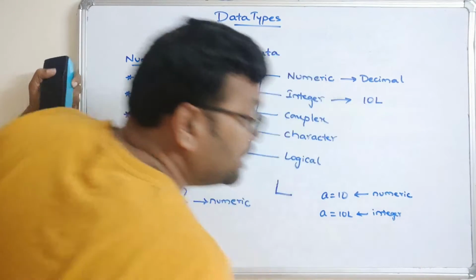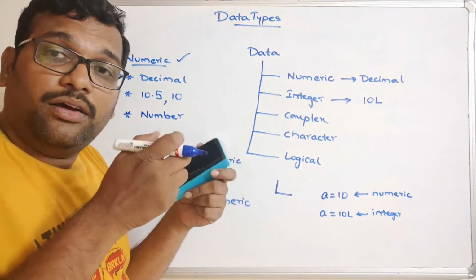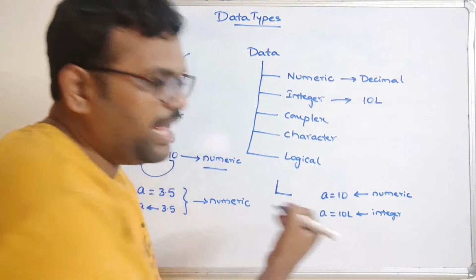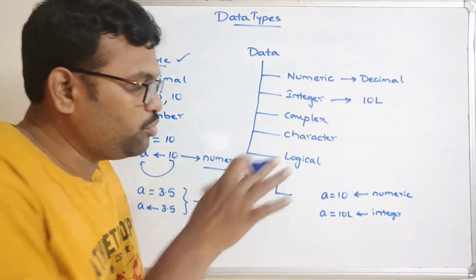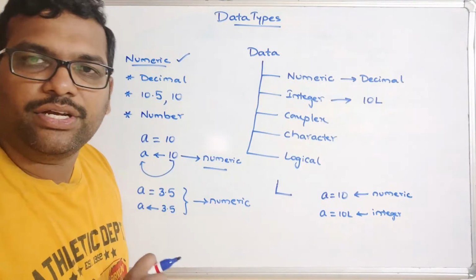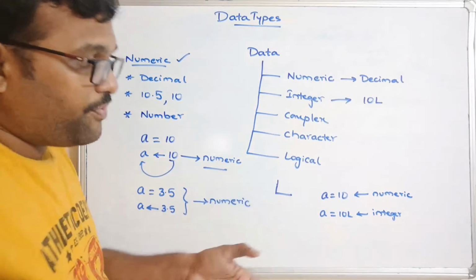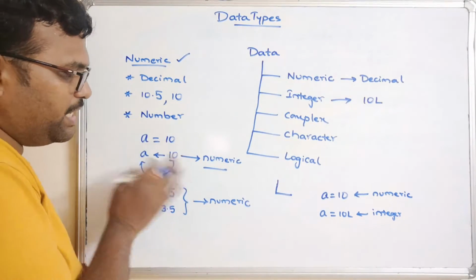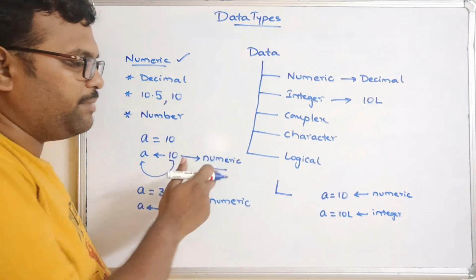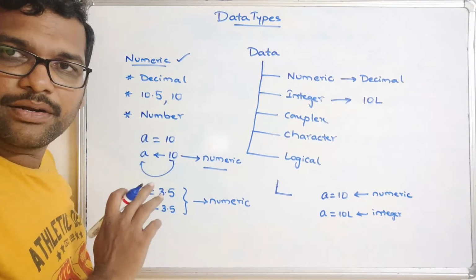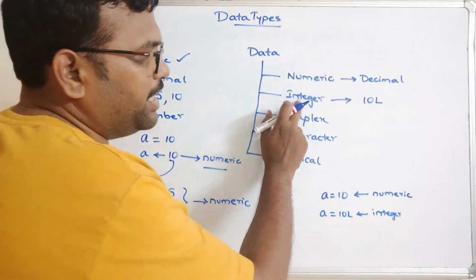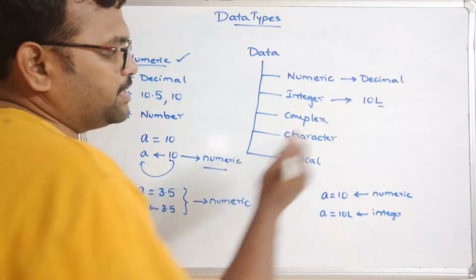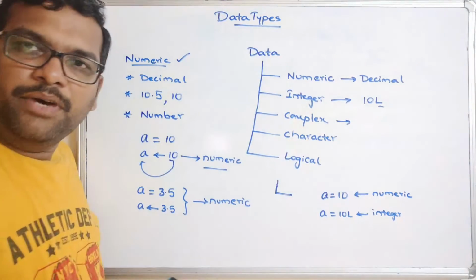So if you want to declare or store a variable as an integer specifically, we have to use this L indication. L represents that the number is an integer. That is the main difference between numeric and integer. That's why I said that if you assign any value, by default the data type will be numeric if it is a number. If you want to store an integer, just use an L.